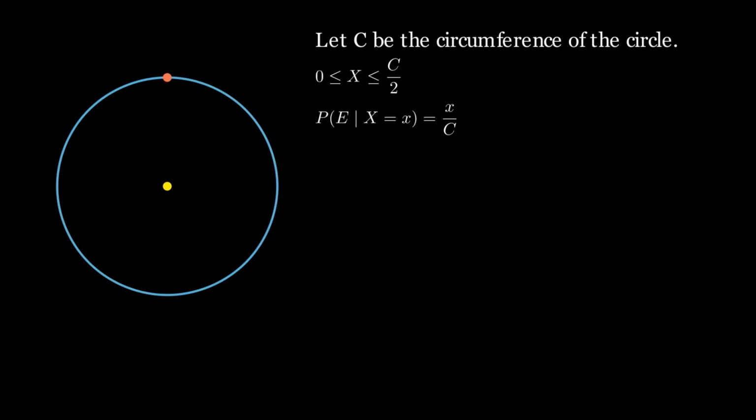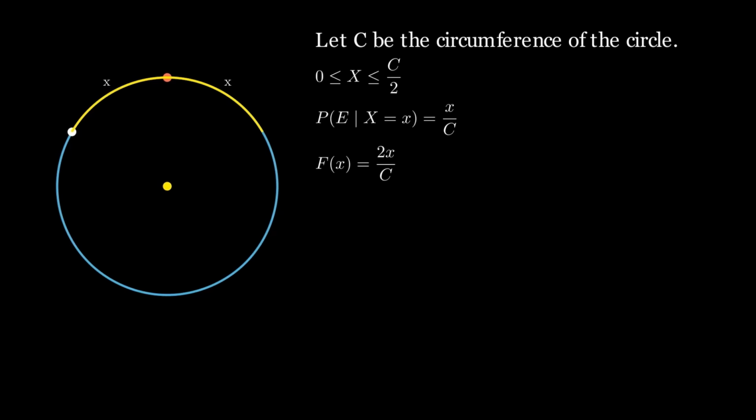Now let's calculate the probability density function of x. First, let's find its cumulative distribution function. What is the probability that the distance between the first 2 points is less than or equal to x? For this, the second point can be positioned within a distance x on either side of the first point. So the favorable arc for the second point has a length 2x. Hence, the cumulative distribution function of x is 2x/C.